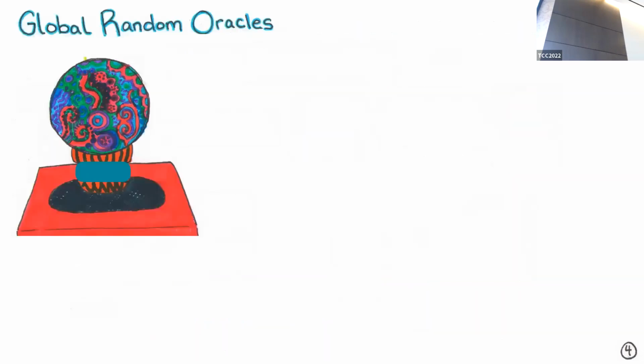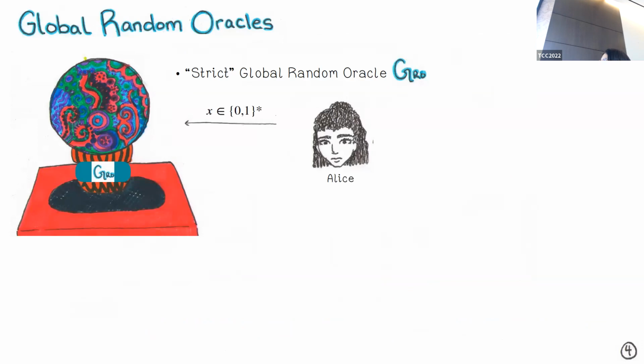We want to show we can realize this functionality in the global random oracle model. So now we'll talk about global random oracles. The first is a strict setup that functions very closely to a regular random oracle, where Alice sends her input X, the oracle has some random function, and it returns the value of that function computed on Alice's input.